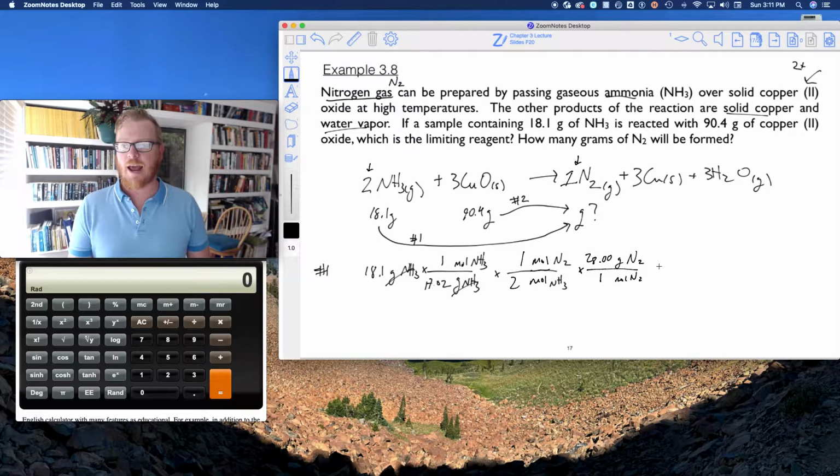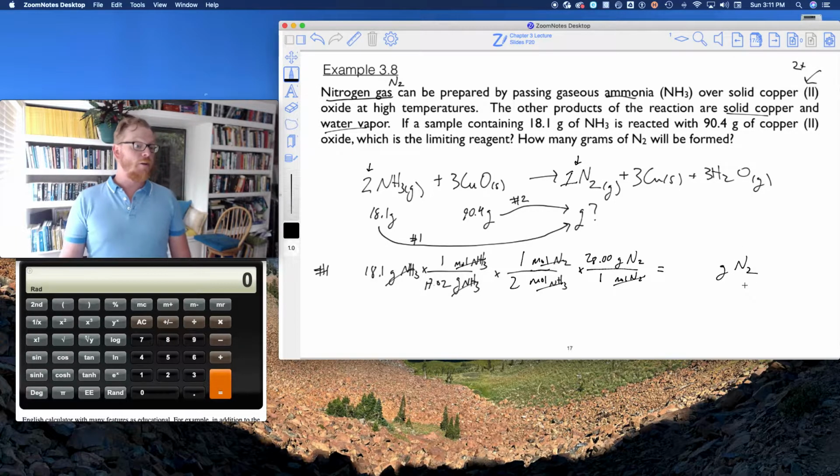Okay. And now let's see how we did on the canceling. Mole of NH3 cancels with mole of NH3. And look, I'm not canceling the number, I'm just canceling the unit. And then mole of N2 cancels with mole of N2. And then what I'm left with in this answer will be some grams of N2.